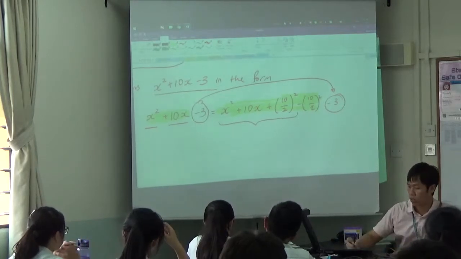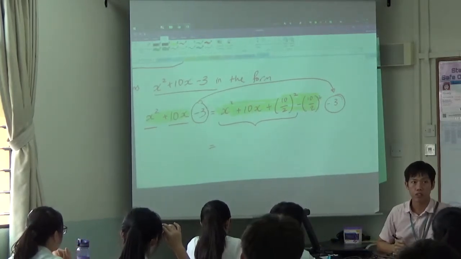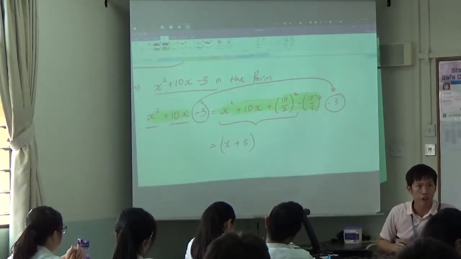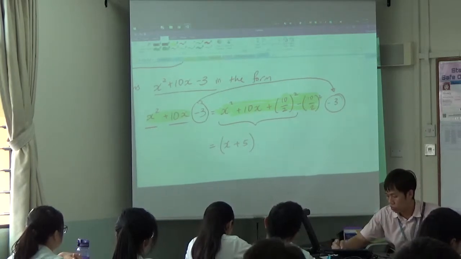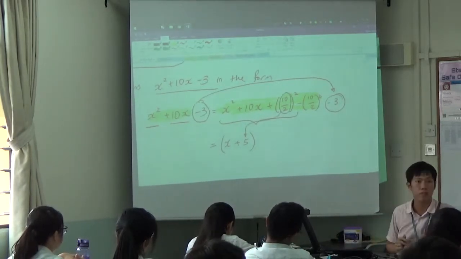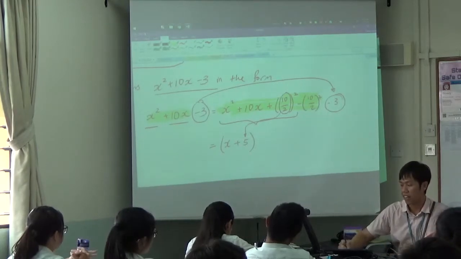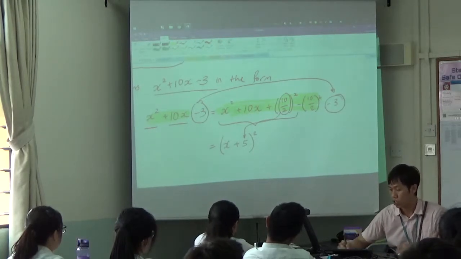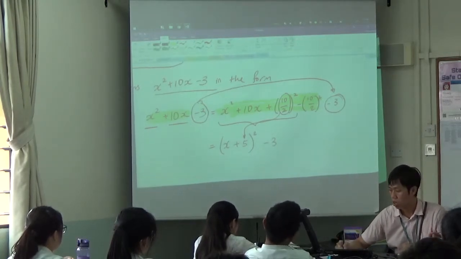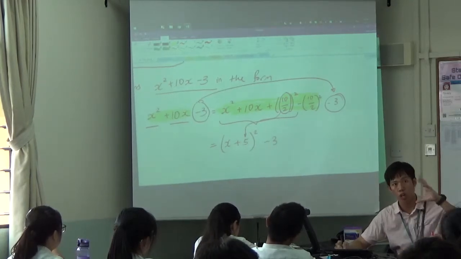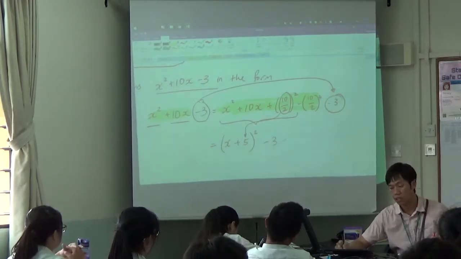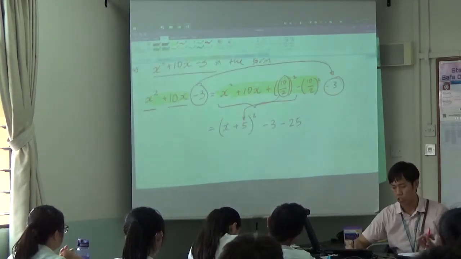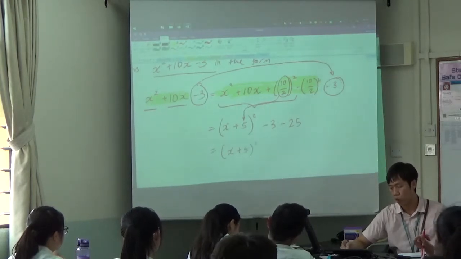What does this give me now? X plus 5. Where did I get a 5 from? 10 over 2, yes. From this 10 over 2, I bring it down over here. Okay, x plus 5, and this is a perfect square. What else? What is next? Minus 3. What else? Is that all? Minus 10 over 2 square, right? Can we work out how much that is? Minus 25. So x plus 5 square minus 28.